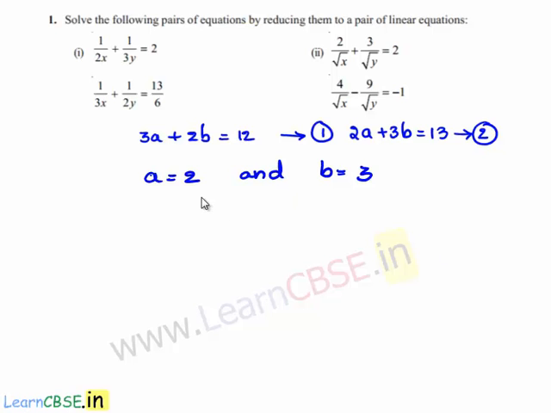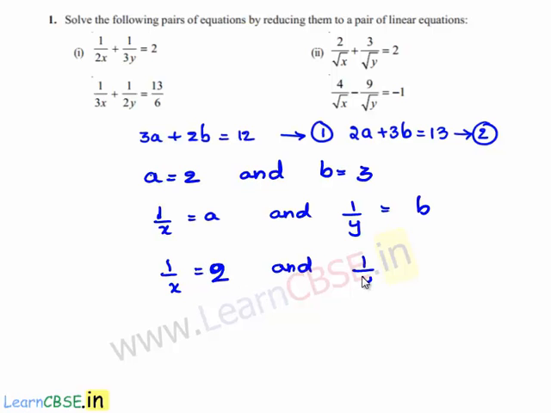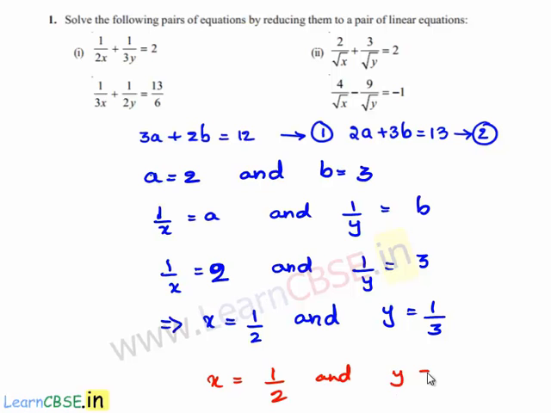But we assumed that 1 by x is equal to a and 1 by y is equal to b. So we got the value of a as 2, so we can write 1 by x is equal to 2 and 1 by y is equal to b, which is nothing but 3. Therefore x can be written as 1 by 2 and y can be written as 1 by 3. Finally the values of x and y are 1 by 2 and 1 by 3 respectively.